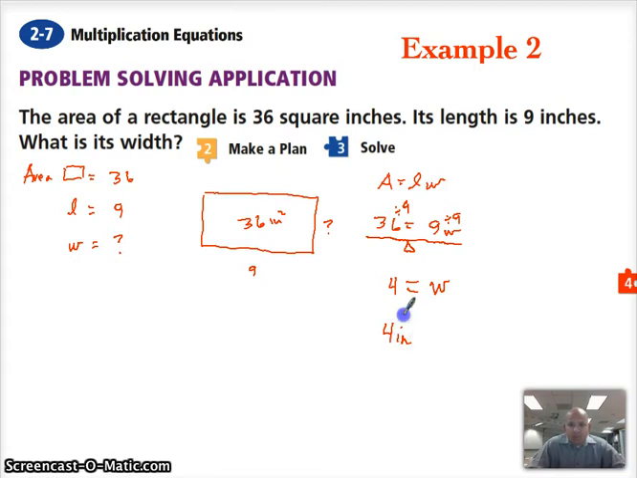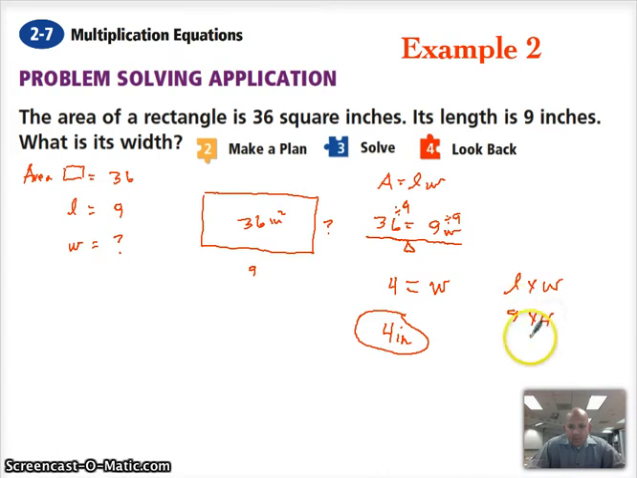inches is the width. Now, we have to look back. That's the fourth part of this, is we got to look back now. Does this fit? Well, let's plug it into the equation. Length times width should equal the area. So we substitute a 9 times a 4. 9 times 4 is 36. Does 36 equal our area? Absolutely. So this is the solution.